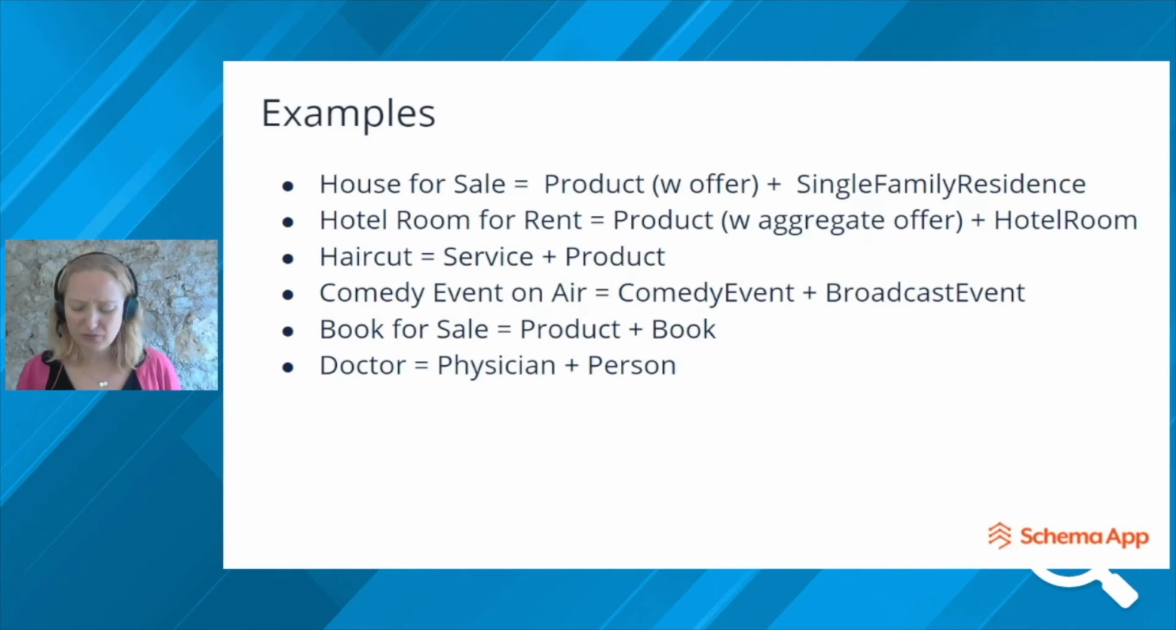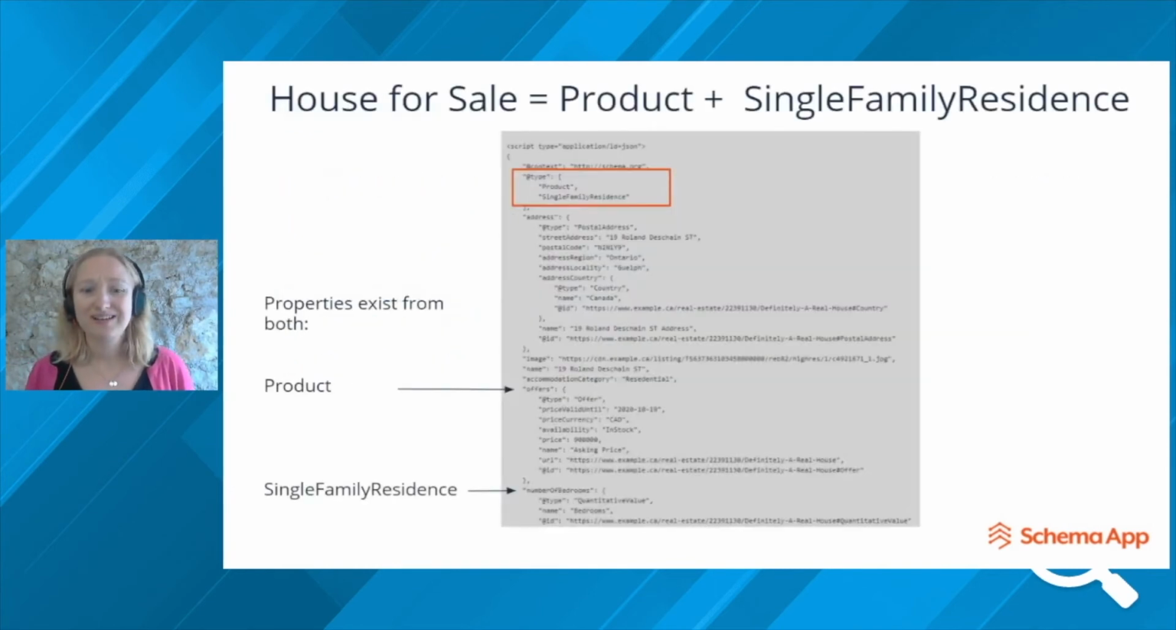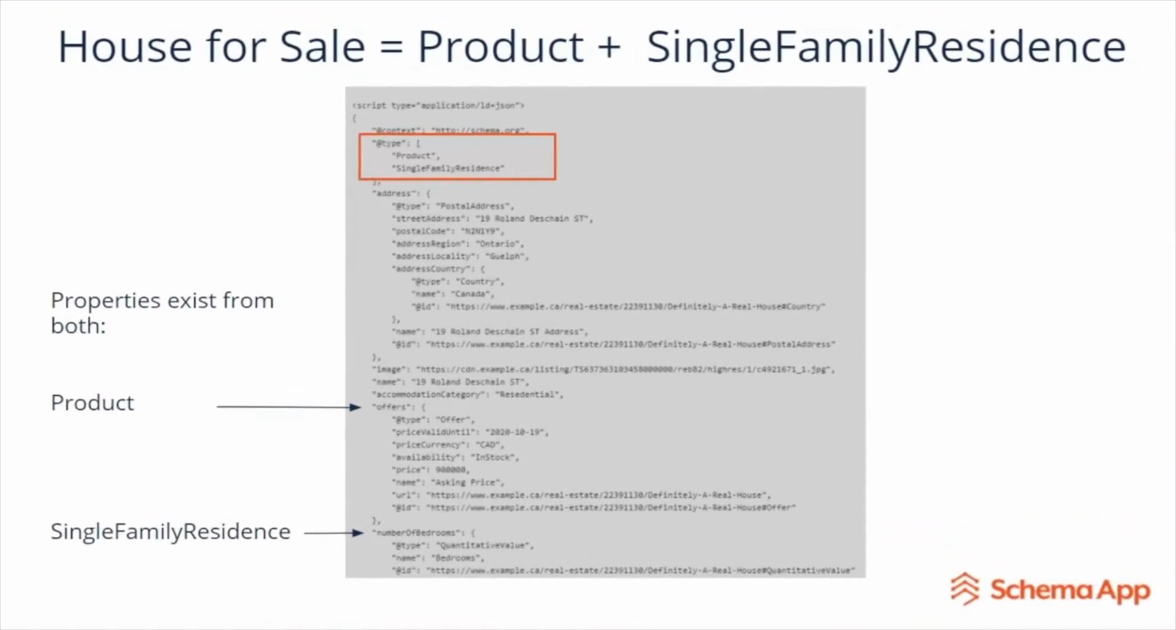And you might be saying, Martha, why do I do this? Well, it's so that you can describe things with more specificity, so it's better understood, and it can also get you more clicks. That's what this is all about. In this example, it's a house for sale. You can see it's both a product and a single family residence. Now you can use all those product properties like offer, but in single family residence, I also want to describe it.